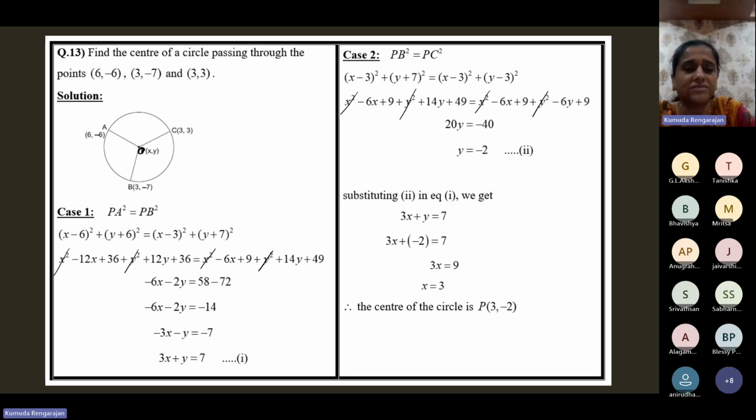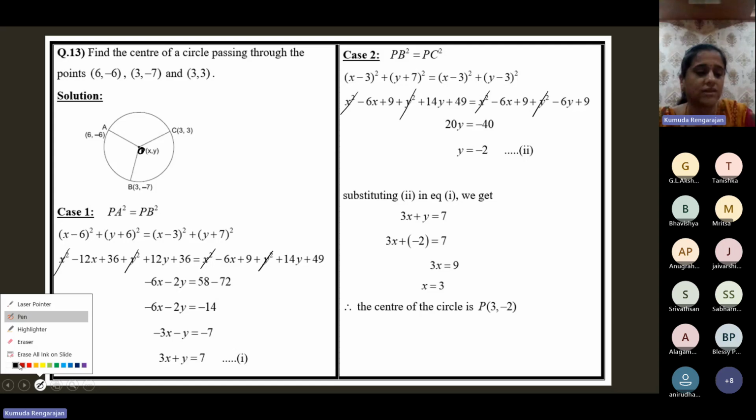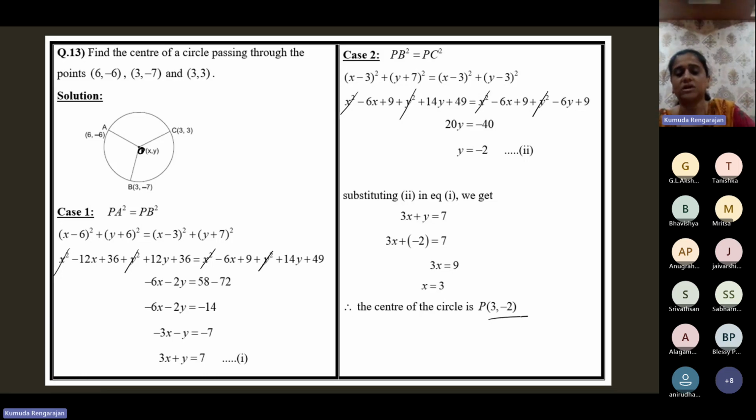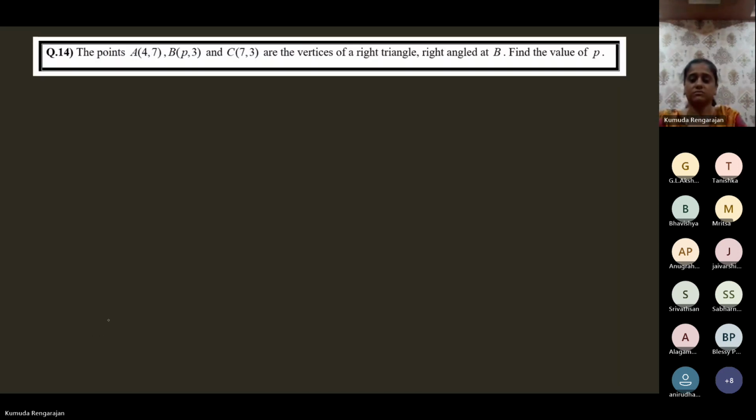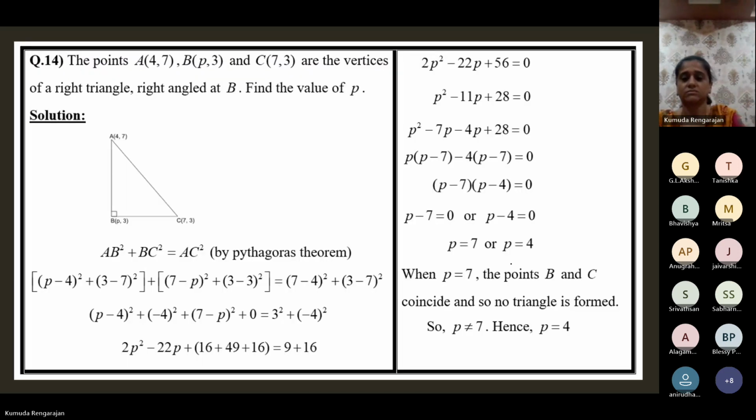So case 1, PA square is equal to PB square. Case 2, PB square is equal to PC square. So when you work case 2, you're able to find the value of y. So when you substitute that in the first one, you find x. x, y are the coordinates of the center. So 3, -2. Yeah, try this.